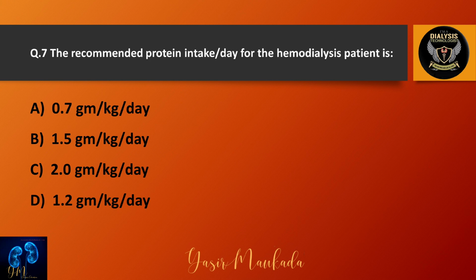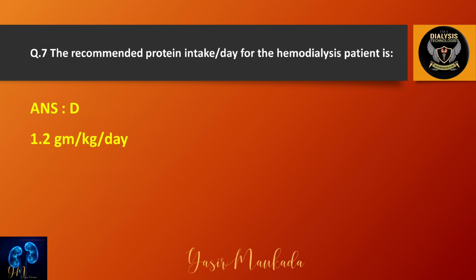Next question is, the recommended protein intake per day for the hemodialysis patient is option A, 0.7 gram per kg per day; option B, 1.5 gram per kg per day; option C, 2 gram per kg per day; option D, 1.2 gram per kg per day. For stable maintenance hemodialysis patients, the recommended protein intake is 1.2 gram per kg per day, and for chronic peritoneal dialysis patients it is 1.2 to 1.3 gram per kg per day, because in peritoneal dialysis we can expect some protein losses. So the correct answer is option D, 1.2 gram per kg per day.